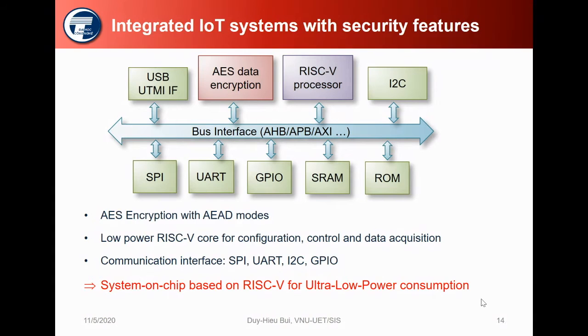And the RISC-V core is used for configuration, control, and data acquisition. There's also some communication interface, for example, SPI, UART, I2C, and GPIO.